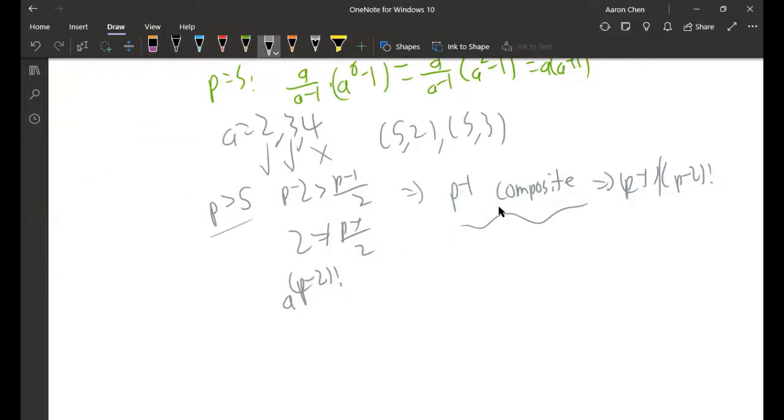A to the power of P minus 2 factorial minus 1 is congruent to a to the power of P minus 1 minus 1, or 1 mod P. Oh, not 1, 0. And so that means that this case always fails.